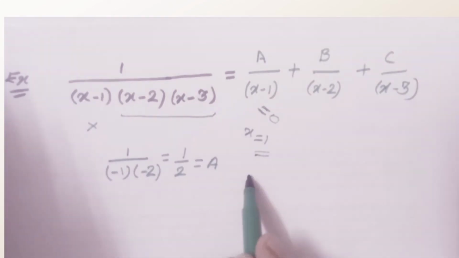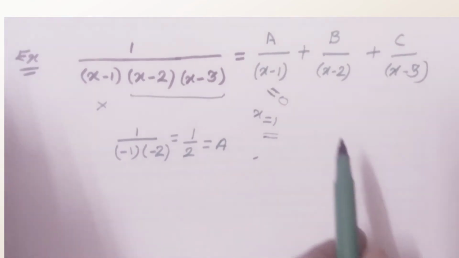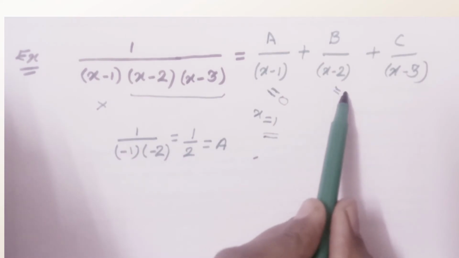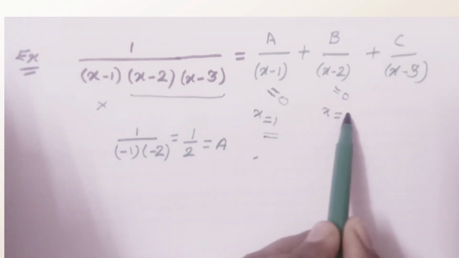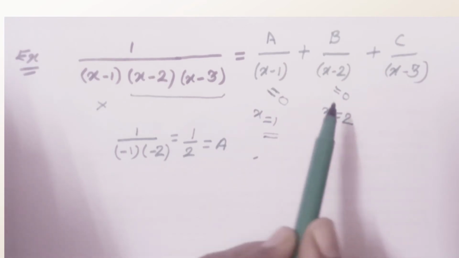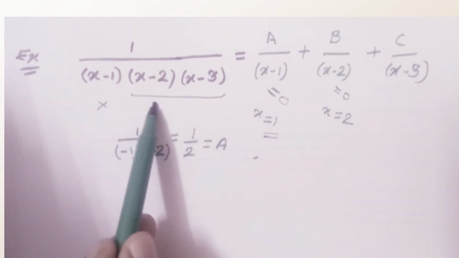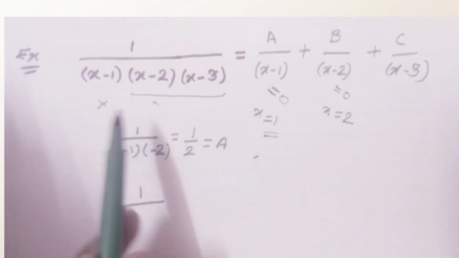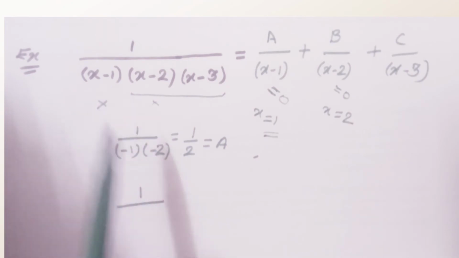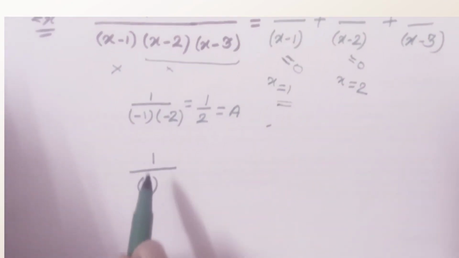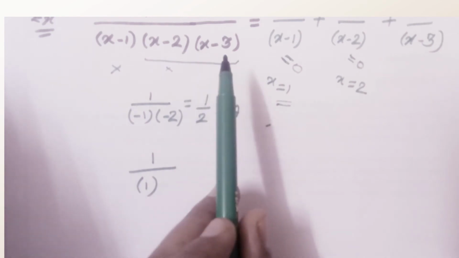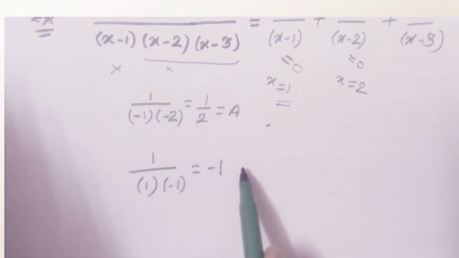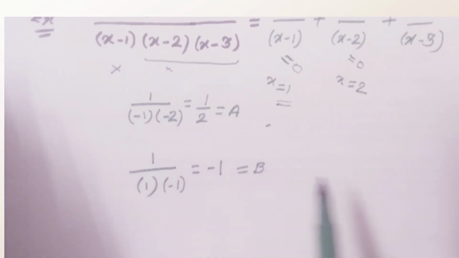Simple. Similarly we can find the value of b. Here the denominator of b is x minus 2, so again we have to take it equals to 0, then we get x equals to 2. Put this value x equals to 2 in this term except x minus 2. If we put x equals to 2 in this term, then here 2 minus 1, that is 1, and here 2 minus 3 is minus 1, so the value is minus 1, it is the value of b.